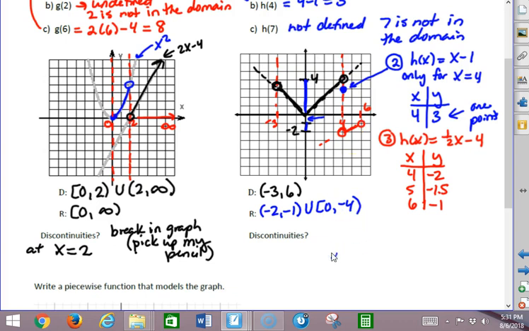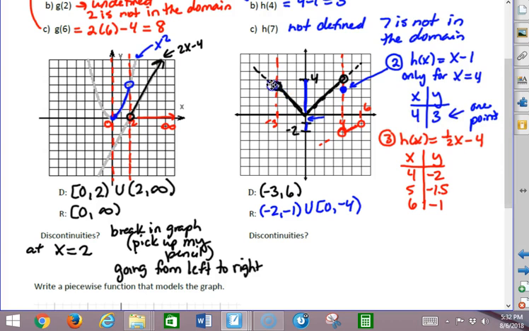Now, what about a discontinuity? This does not count as the discontinuity. The discontinuity is a break in the graph as we go from left to right. And maybe I should write that. Okay. Going from left to right. So in other words, we talk about the discontinuity in the x direction.